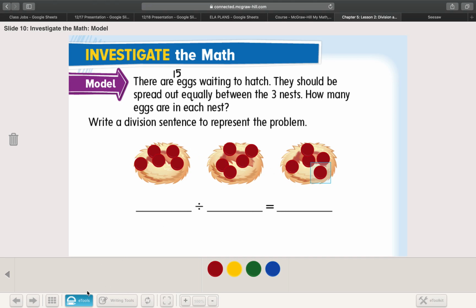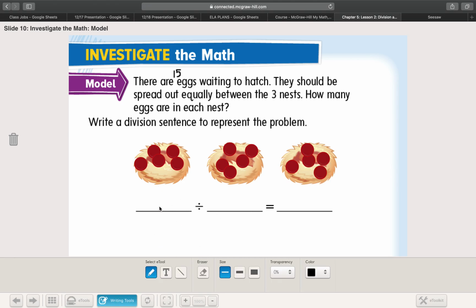So the way that I would write this as my division problem, you guys were doing really well with this yesterday. The way I would write it is I start with my total. I start with my big number. 15 is how many eggs I had. Then I divide it into groups. I divided it into 3 nests.